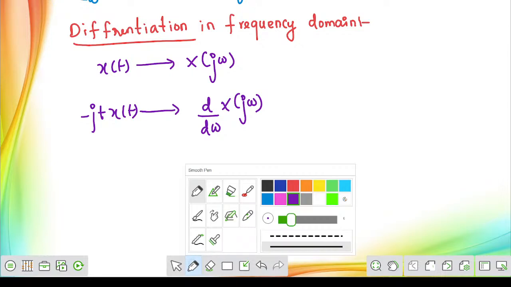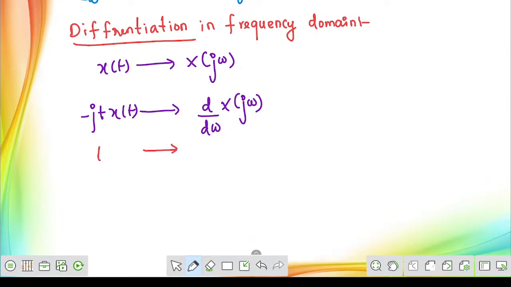But this can also be written another way. Most of the time only t will be here, and you will have to consider it. If I am considering the j in the frequency domain, this will become plus j times d by d omega of X of j omega.